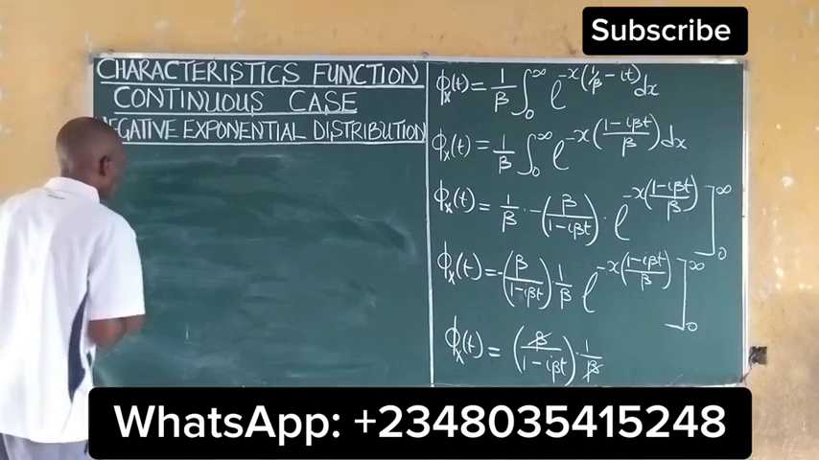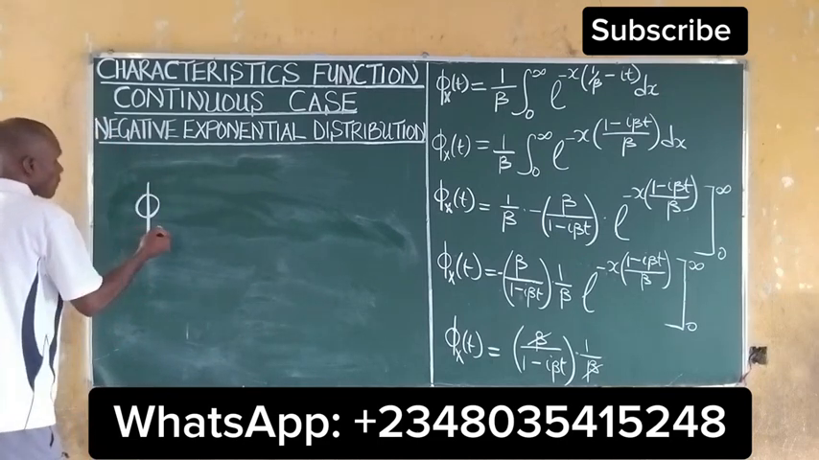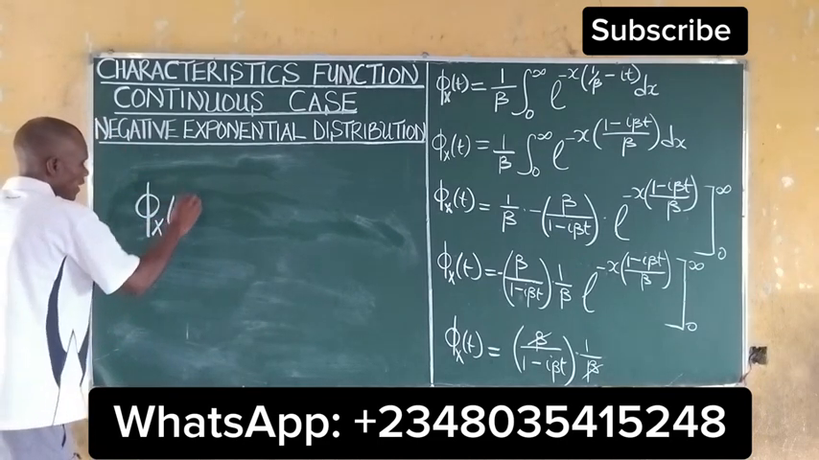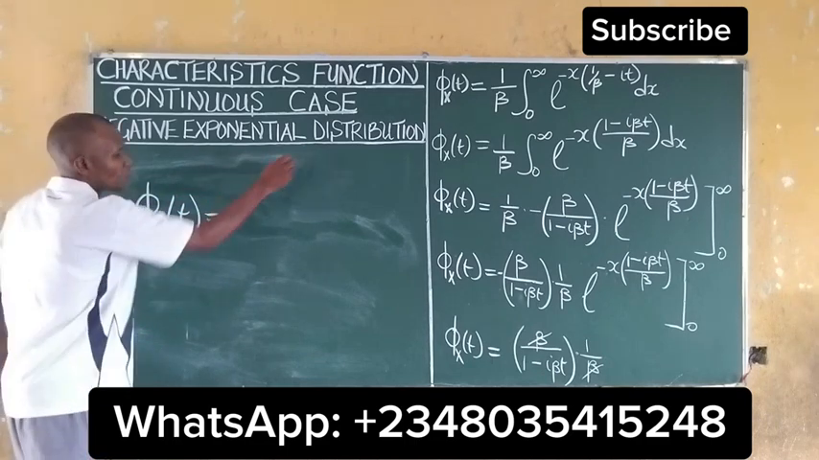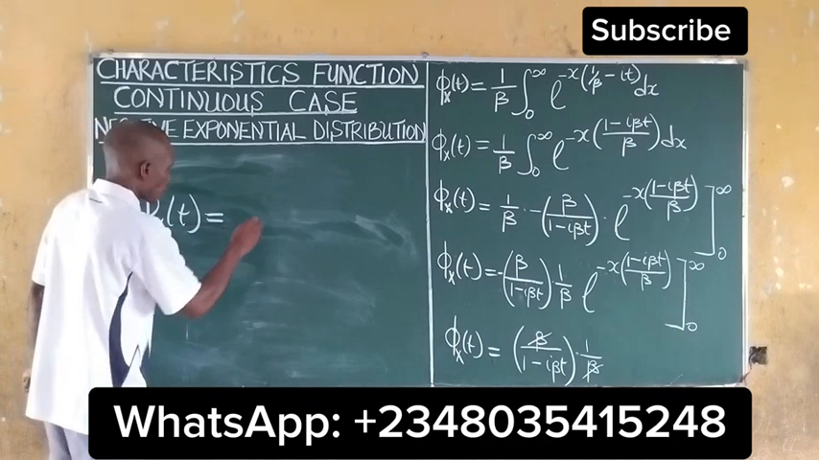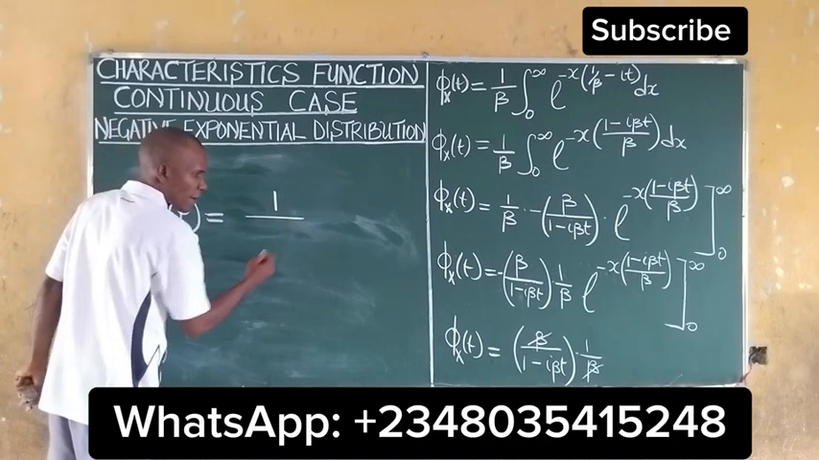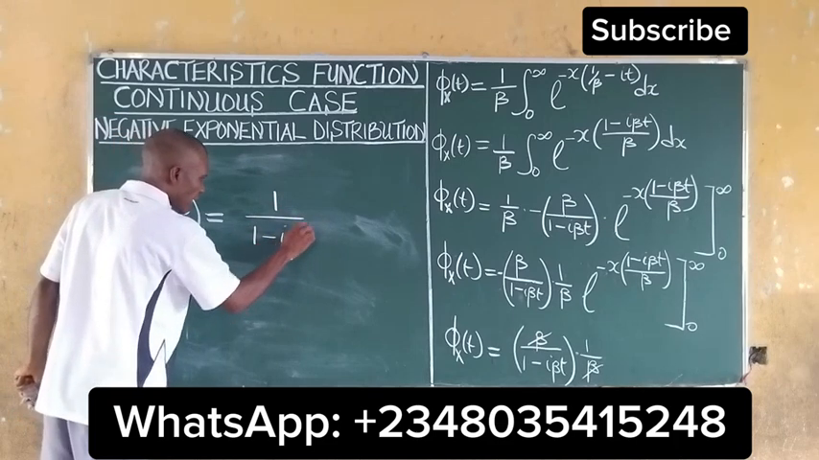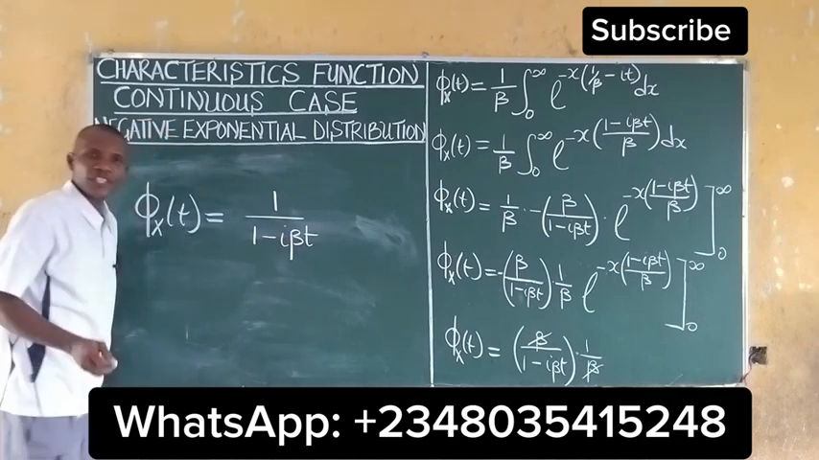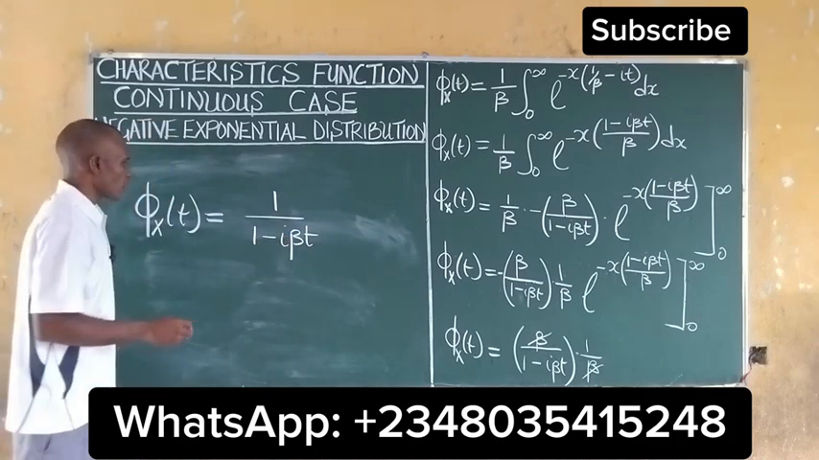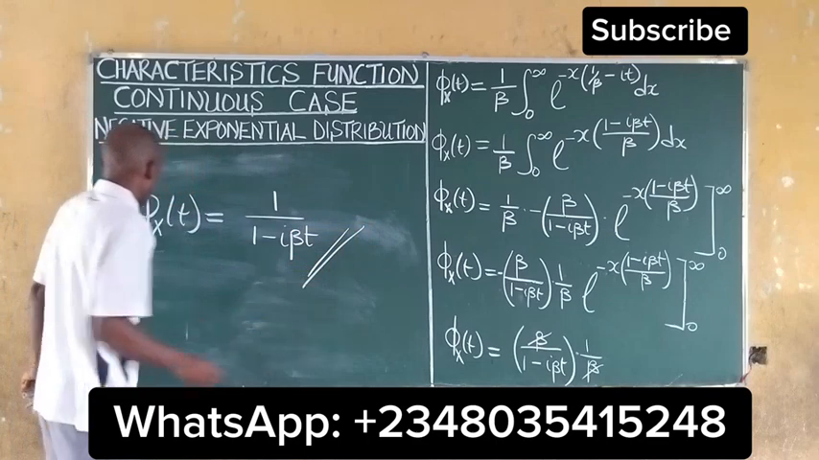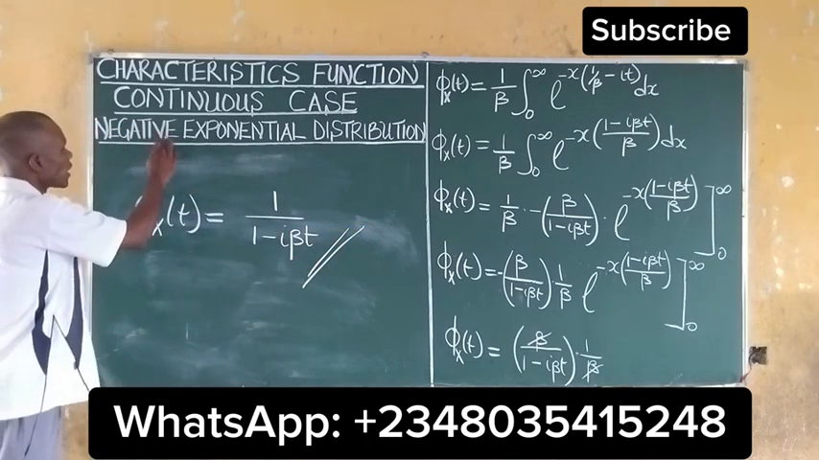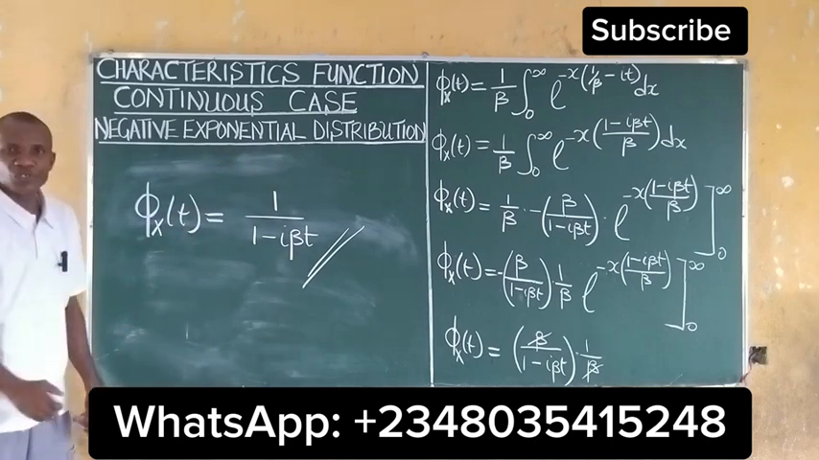So our characteristic function for the negative exponential distribution will give us 1 all over 1 minus i beta t. The i here means the imaginary unit. So this becomes our characteristic function for the negative exponential distribution.